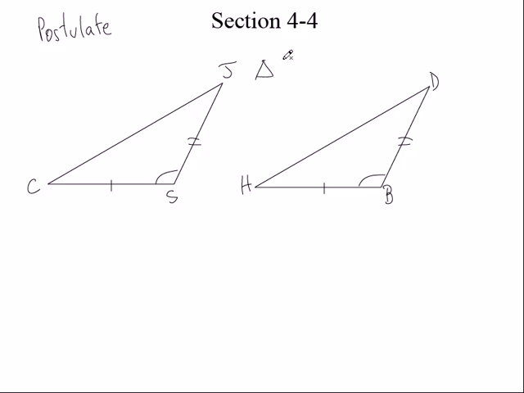What are we going to call this? What do you want to call this first one? SCJ. All right, and so watch. If I go SCJ, what am I going to have to go over here? BHD. All right, so that's, oops, I forgot a little triangle symbol right there. Okay, so there you go. So that's how you would mark those two triangles congruent to each other.